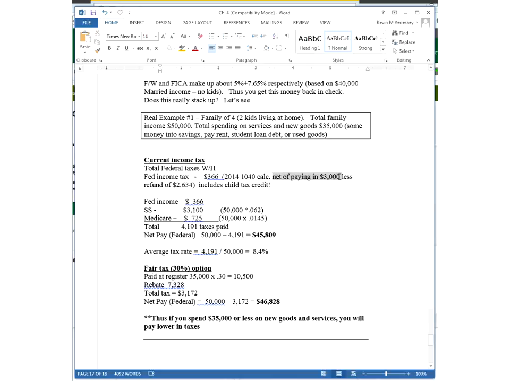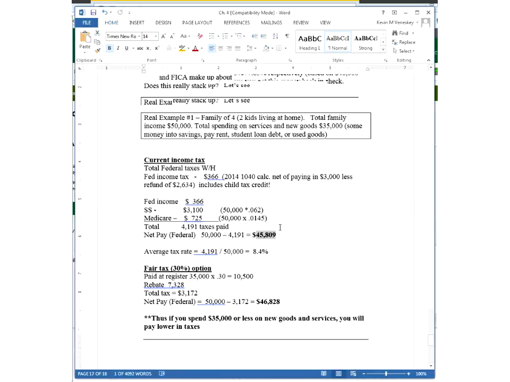And what it calculated is, I estimated that I paid in $3,000 during the year. I got back $2,634. So in net, I really only paid $366 in federal income tax, which was a pretty low amount. When you add up my federal income tax plus Social Security plus Medicare, I paid in $4,191 total in taxes for the year. So therefore, I had a net pay of $45,800.